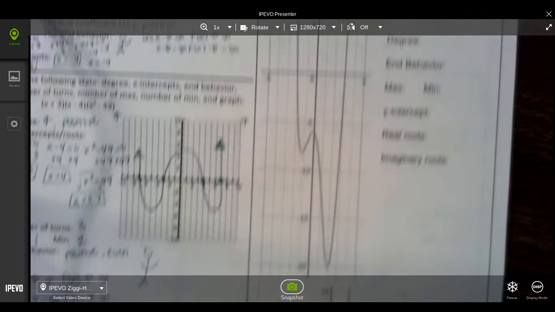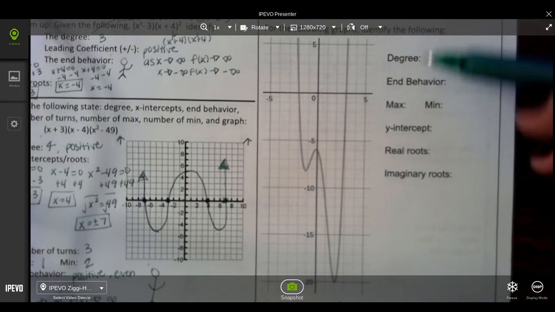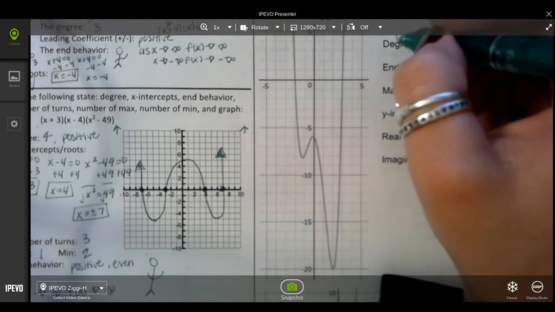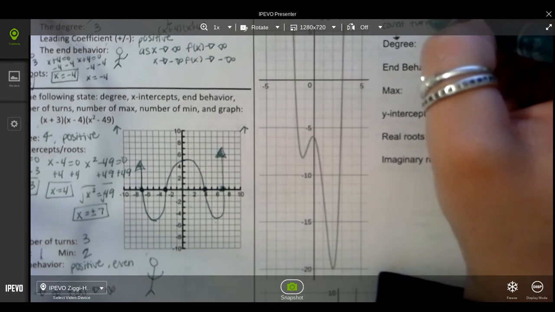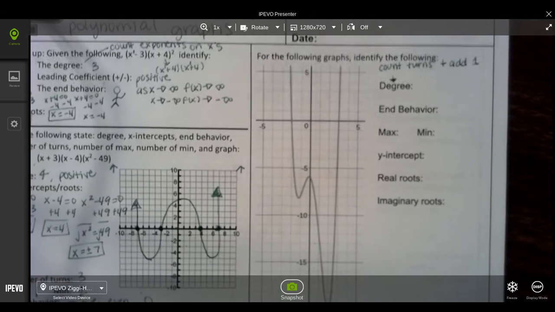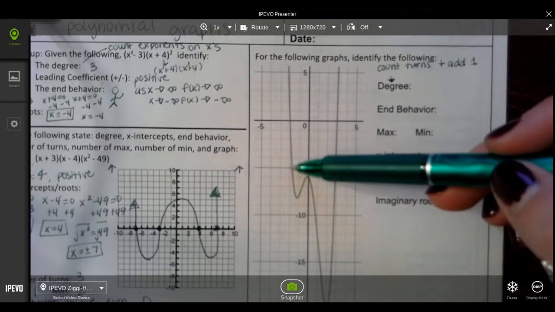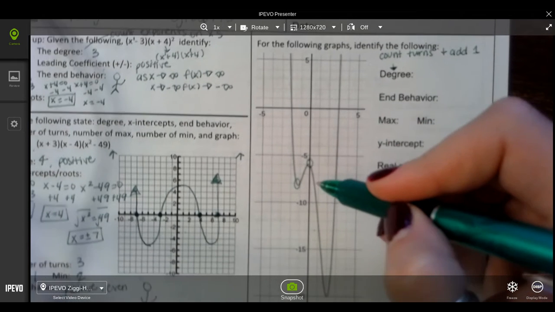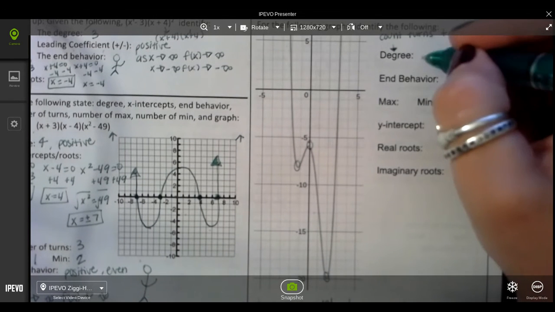Okay, well, let's go to identifying key features given a graph. When we're finding the degree given a graph, if you don't remember this, you're going to count your turns and add 1. So how many turns do I have? Starting at the top, I'm going to go down. Here's 1 turn. Here's 2 turns. And here's 3 turns. If I have 3 turns, I'm a degree 4.